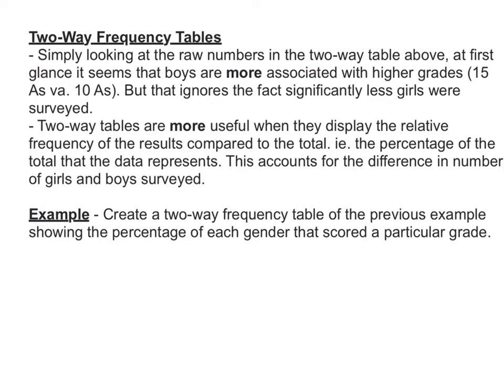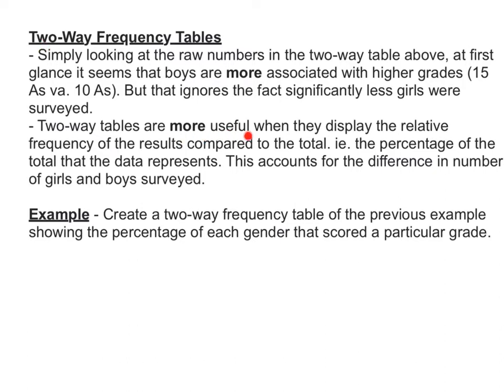Obviously, looking at the raw numbers in the two-way table above, it may seem that boys are more associated with higher grades. They've just got more of these A's, 15 A's versus 10 A's with girls, but that ignores the fact that fewer girls were surveyed in the first place. Okay? Don't let people fool you with statistics. You can make statistics say whatever you want. If you do it properly, then you can get around that. And usually properly means using percentages, which is what frequency tables is about.